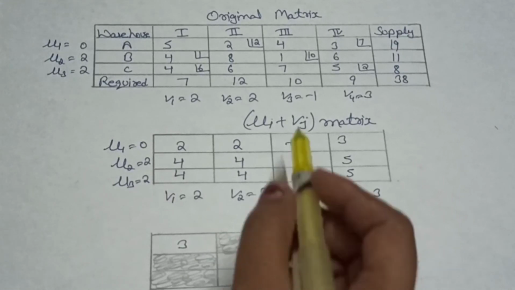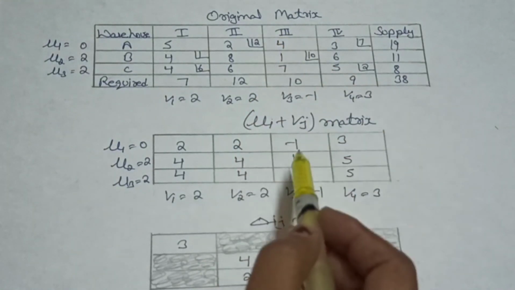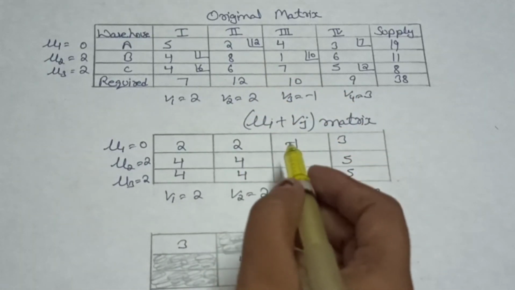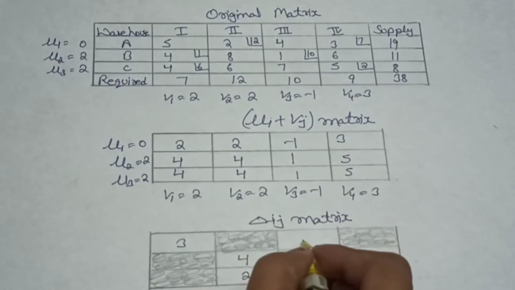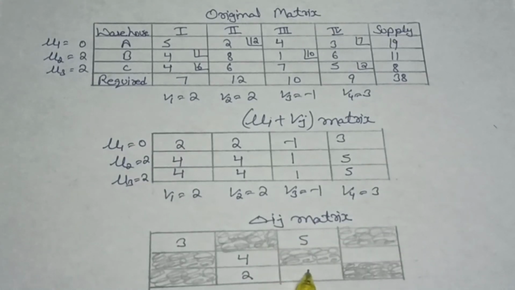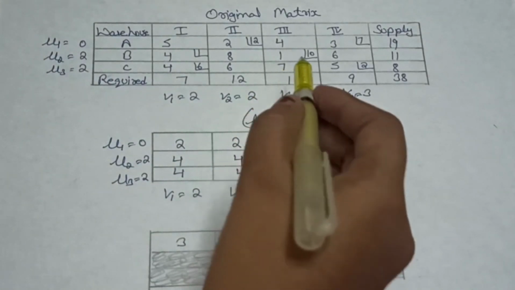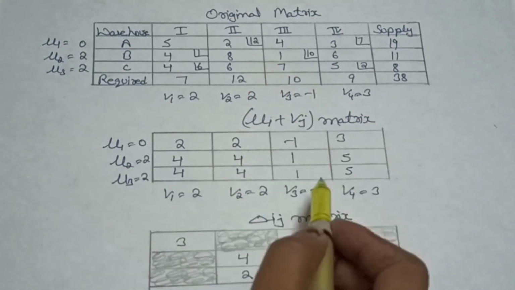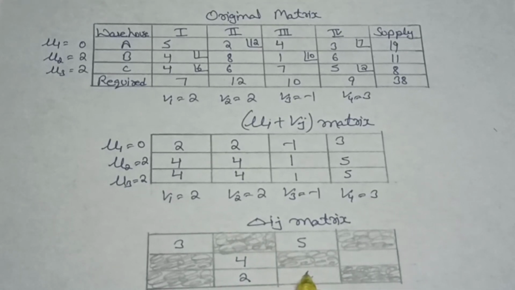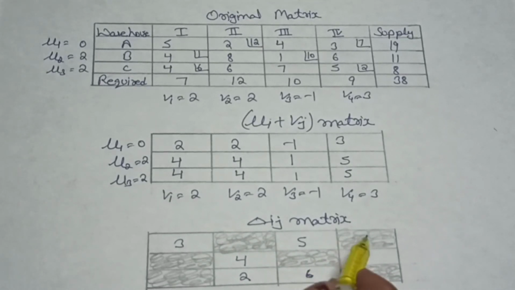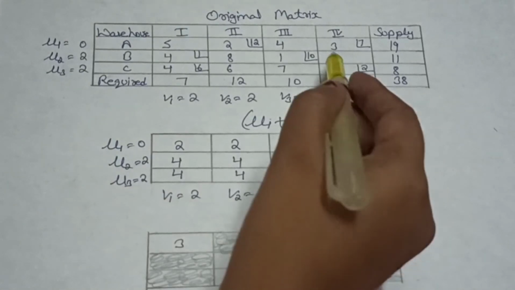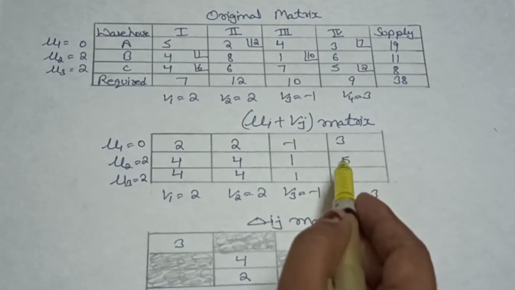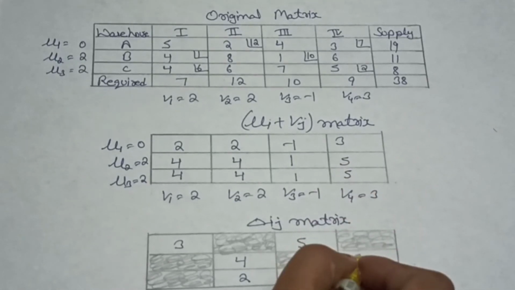For this cell we have 4 in the original matrix and -1 in the ui plus vj matrix. So we can say 4 minus -1 is equal to 5. For this cell we have 7 in the original matrix and 1 in the ui plus vj matrix. So we can say 7 minus 1 is equal to 6. And for the last cell we have 6 in the original matrix and 5 in the ui plus vj matrix. So we can say 6 minus 5 is equal to 1.